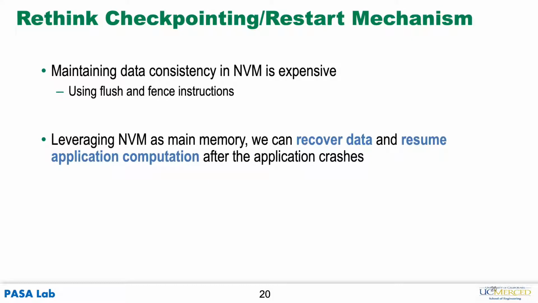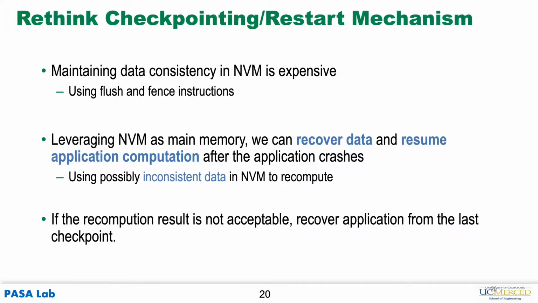Based on the features of non-volatile main memory, now we can rethink the checkpointing restart mechanism. Using flush and fence instructions to maintain data consistency in non-volatile main memory is expensive. It is natural to ask, is it possible to recover data and resume application computation after the application crashes with the inconsistent data left in non-volatile main memory? If the recomputation result is not acceptable, we can recover the application from the last checkpoint.